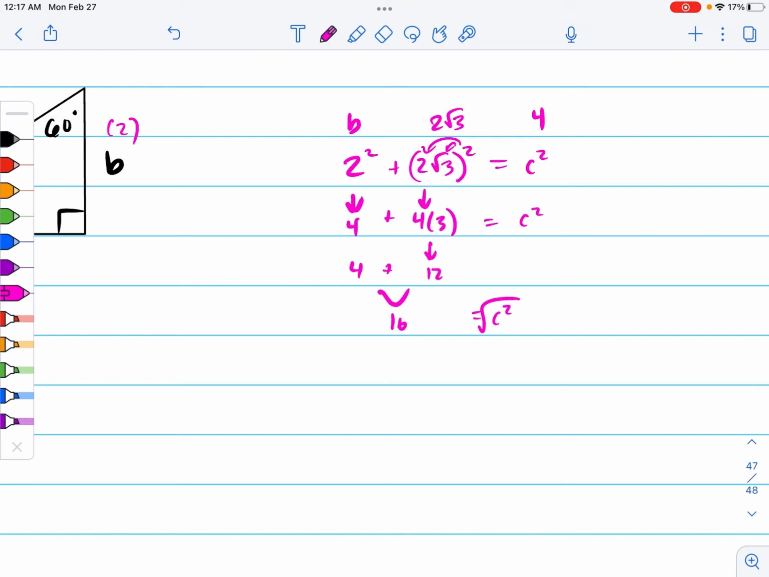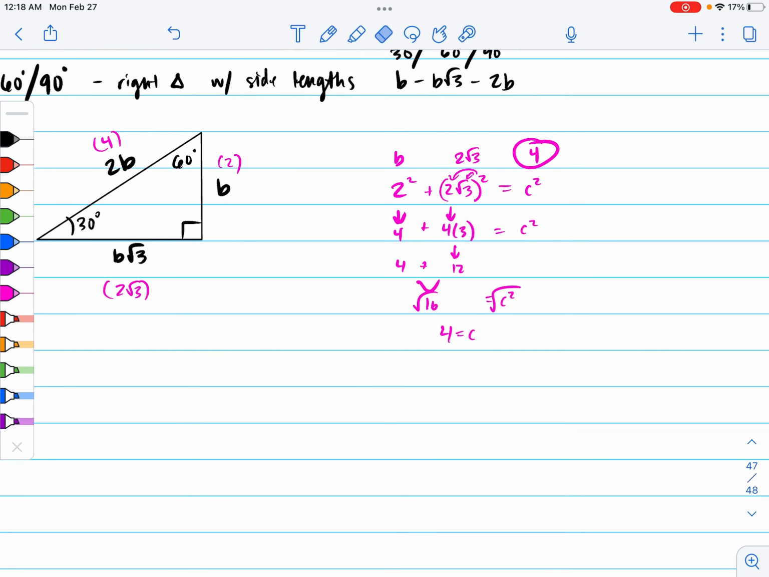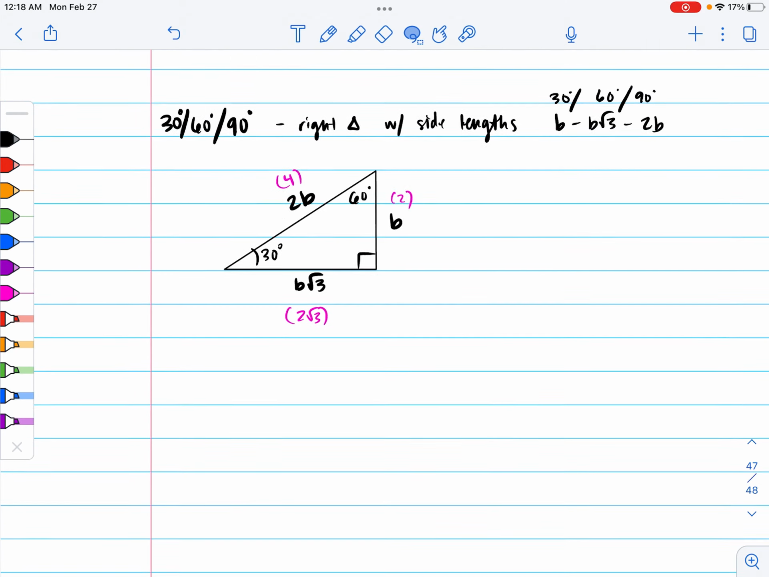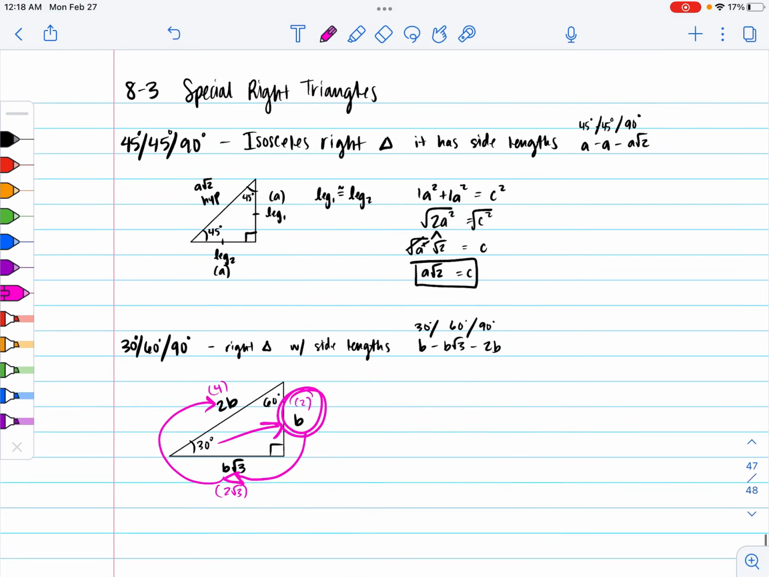And don't forget the plus sign and the c squared. So 4 plus 12 turns into 16, equal to c squared. Square root both sides, and we get the square root of 16, which is 4, is equal to c, which we predicted. So this does work out. The nice part about this is that if you have the b value right off the bat, you could quickly calculate all of the other sides. With that said, we'll do some examples in class. If you do have any questions, please let me know.